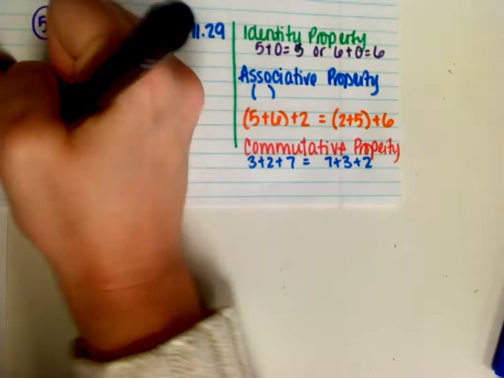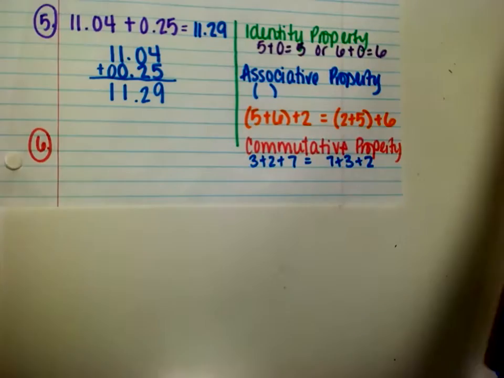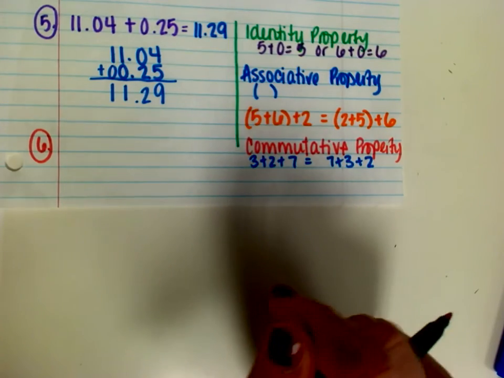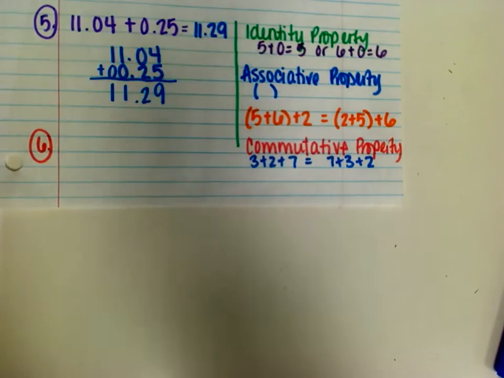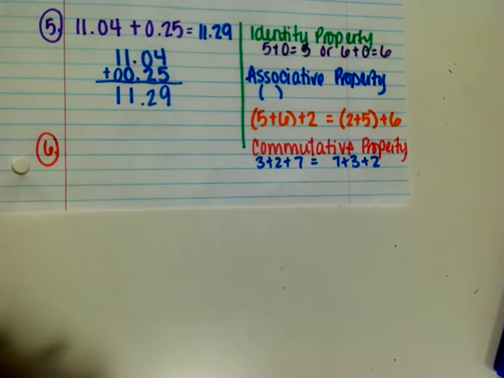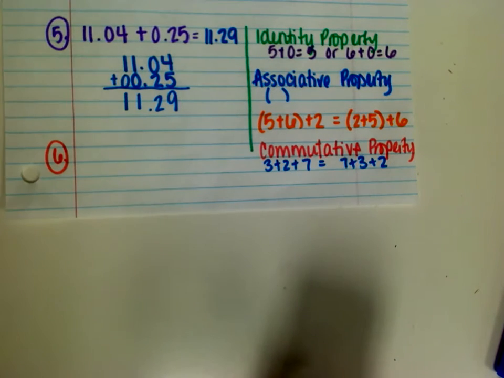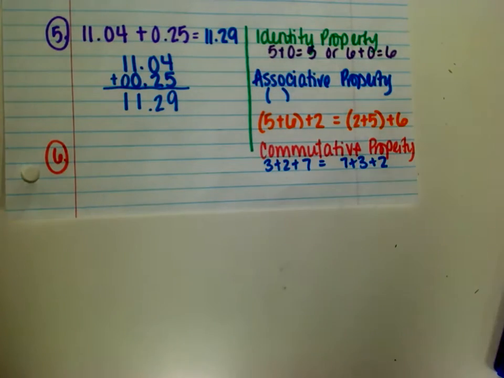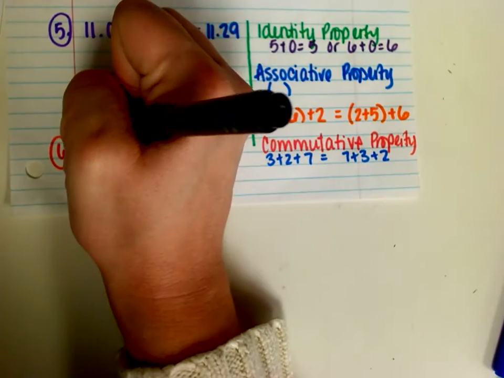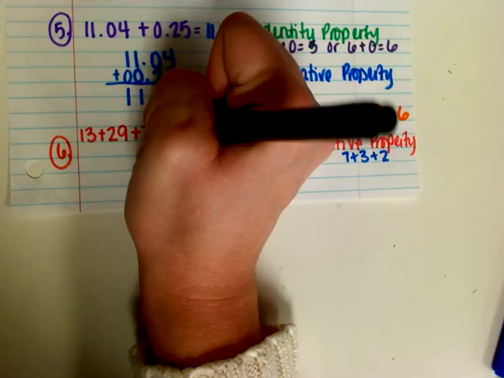Like for me, and this is going to be our last example, write this one down. Number 6. It's a two-stepper. First, I want you to find the sum, but that's the easy part. Then I want you to tell me what property you used to find this, and I want you to try to find it mentally in your head. So the problem is this: 13 plus 29 plus 7.